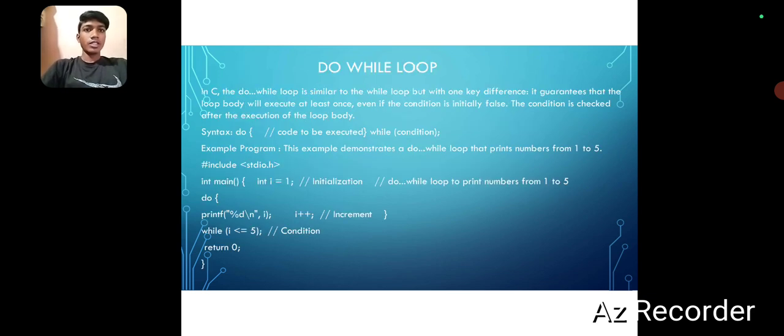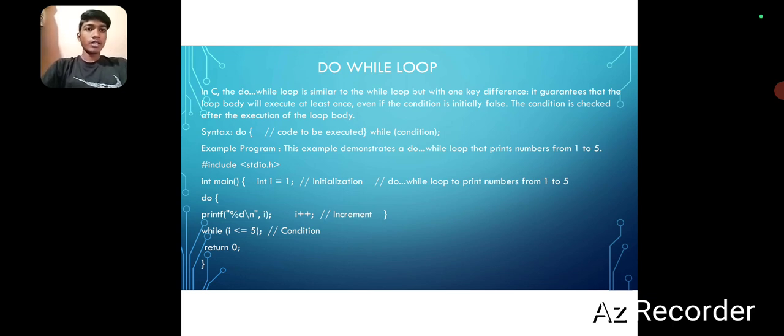Do while loop. In C, the do while loop is similar to the while loop but with one key difference. It guarantees that the loop body will execute at least once, even if the condition is initially false. The condition is checked after the execution of the loop body. Syntax: do { code to be executed } while (condition).